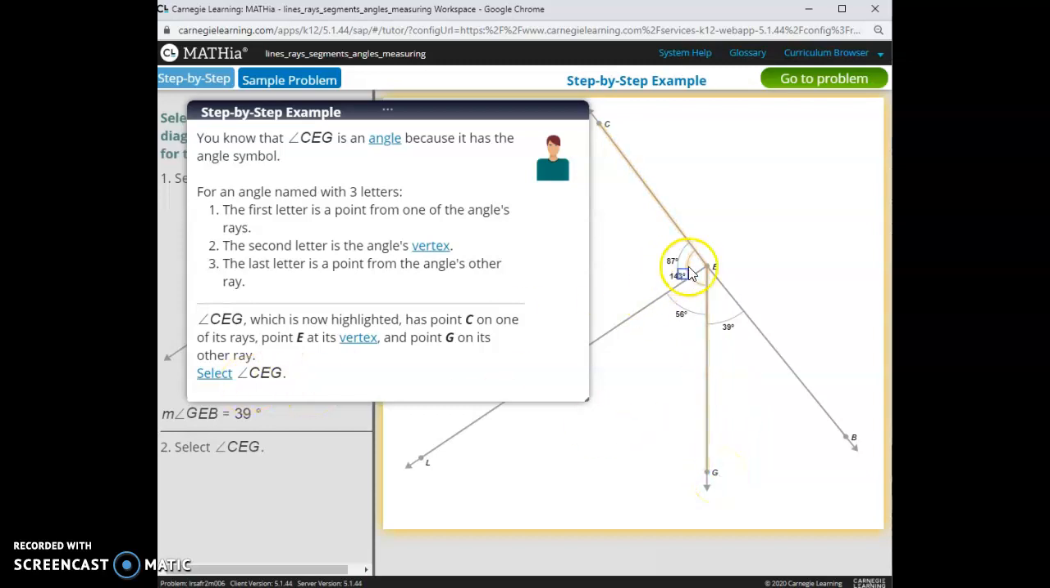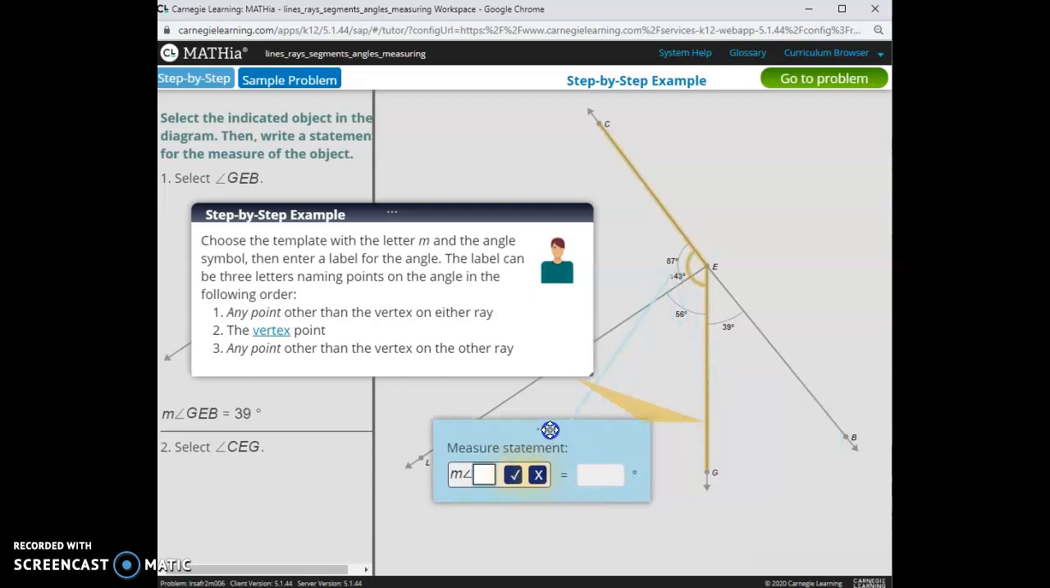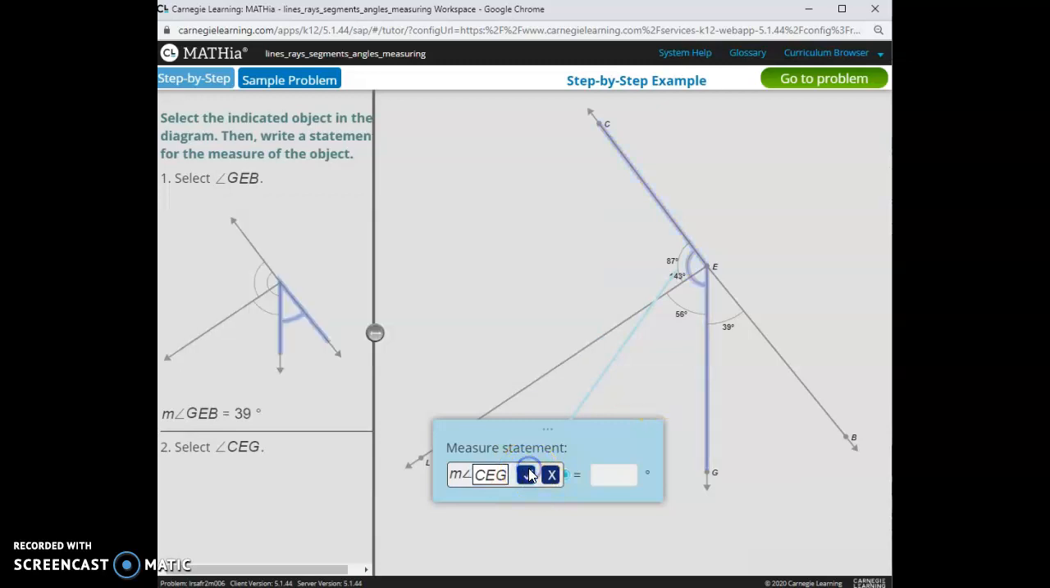Select angle CEG. I'm going to click here once I see that blue angle light up. Choose the template with the letter M and the angle symbol. Enter a label for the angle. Well, I could call this angle CEG, or I could call it angle GEC. You have to put the vertex in the middle of the 3 letters. I'm going to call it CEG because that's what they've been using in this step-by-step example. I'm going to click here to say I'm done.